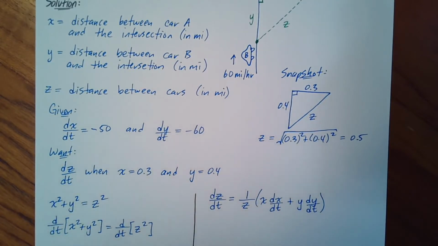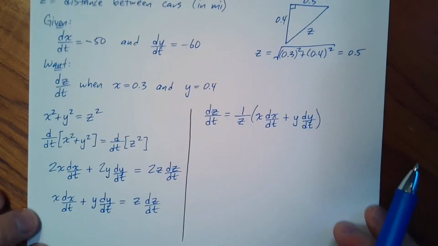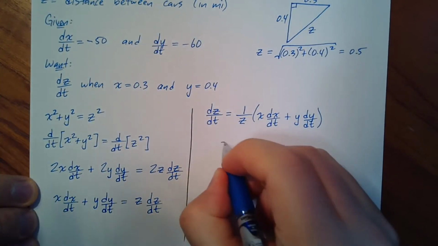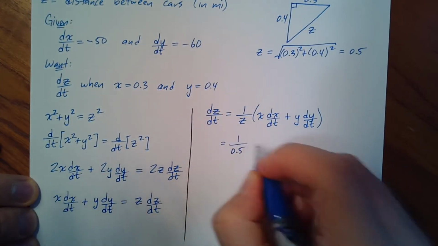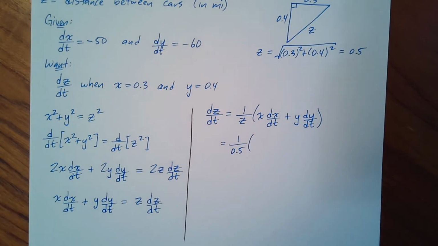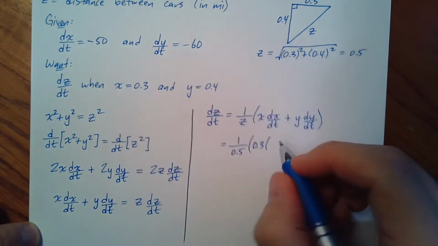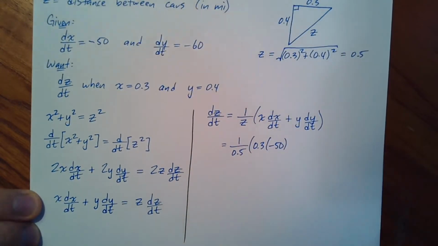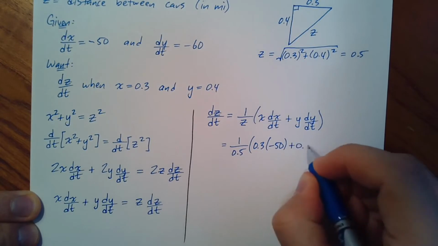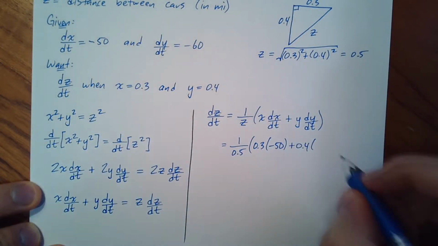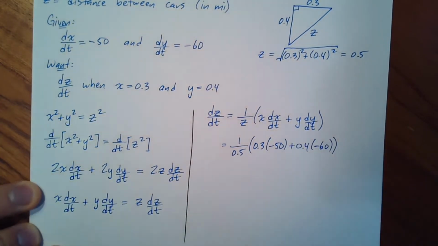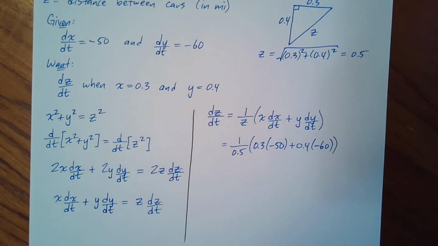All right, so what is next? Well, that's the last thing we needed, right? We needed a z value to plug in, and we have everything else. So now it's just a matter of plugging things in. So what we'll get here is 1 over 0.5, and then in the brackets we'll have 0.3, dx dt was negative 50, then y is 0.4, and dy dt was negative 60. So that's what we get if we plug everything in. So now it's just numerical. It's a matter of evaluating the arithmetic.